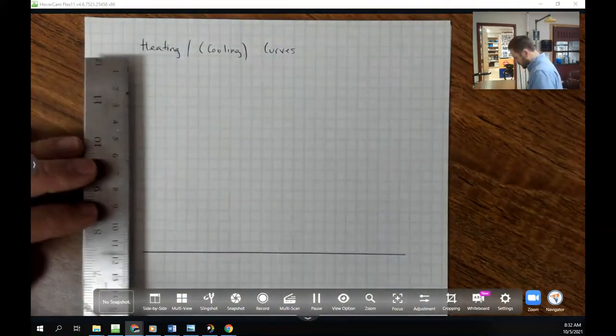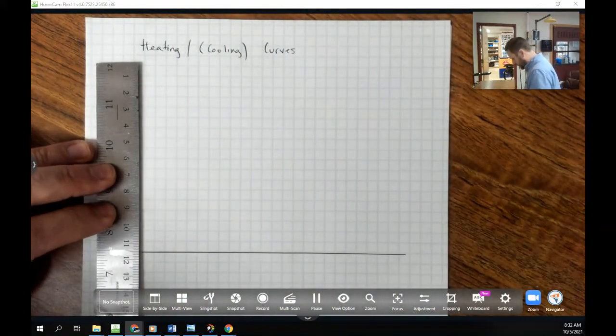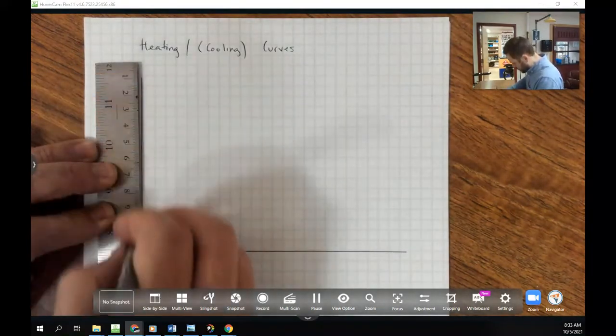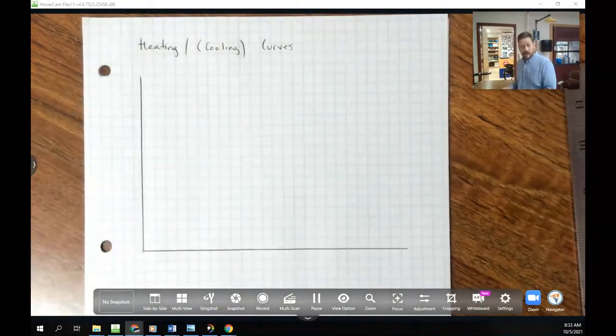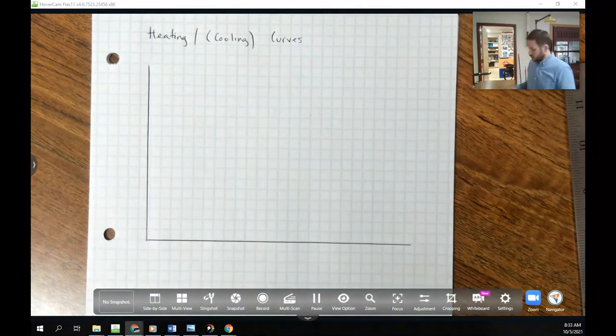Does the temperature just keep increasing as you add thermal energy to a substance? Or is there a point at which, even though you're adding more heat, there's no more temperature increase?